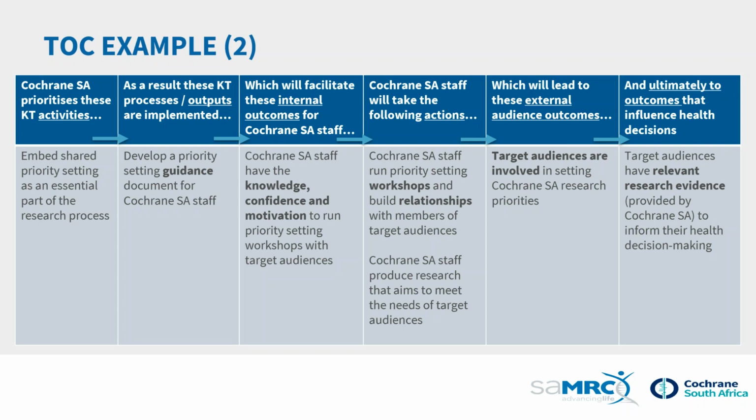our organization. And this is a specific example about Cochrane South Africa's knowledge translation program, where the aim was for all Cochrane South Africa staff to conduct priority setting in order to identify research questions that are of interest to their KT audiences. So Cochrane South Africa aims to embed shared priority setting as an essential part of the research process. And as a result, a priority setting guidance document was developed that Cochrane South Africa staff can use.